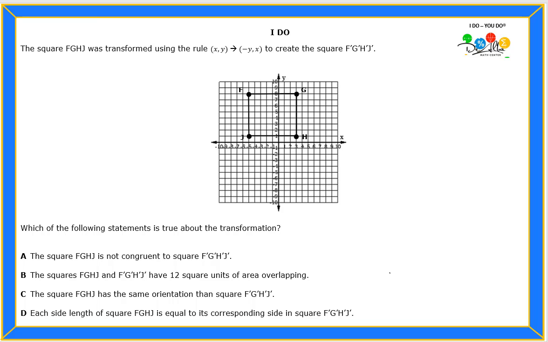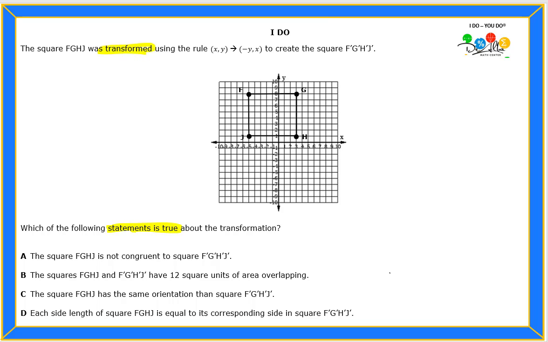Hello students, let's read the problem. And it says, the square FGHJ was transformed using the rule (x, y) changed to (-y, x) to create the square F prime, G prime, H prime, and J prime. Which of the following statements is true about the transformation? So we're looking for a true statement, right?